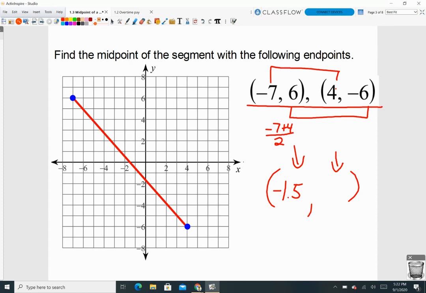On the other hand, I'm going to average my y coordinates. 6 plus -6. Add them up, divide by 2. Well, 6 plus -6 is 0. Divided by 2 is 0. The point (-1.5, 0) is exactly halfway between (-7, 6) and (4, -6). So -1.5, 0 would be right there. Just eyeballing it, it looks like it's in the middle, but mathematically, I've shown that it's in the middle. Add up your x's, divide by 2. Add up your y's, divide by 2.